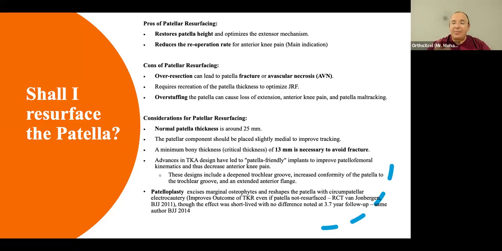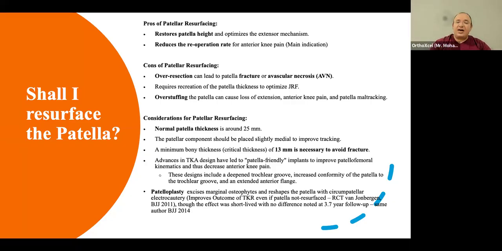And as I told you, the most important reason is you will not get this patient back to theater to resurface the patella, because they found that the commonest cause of revision of total knee replacement is to get the patient back to resurface the patella. That's why nowadays we're resurfacing the patella from the start.